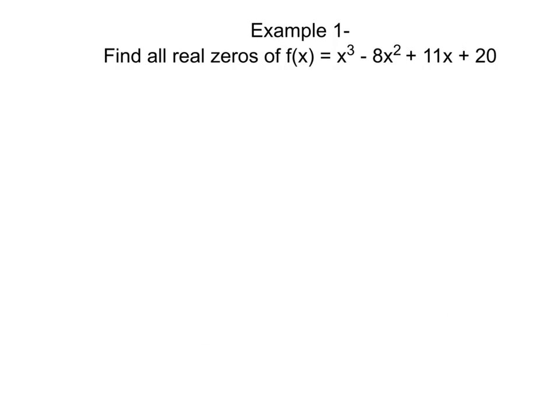Okay, in this example, we're just told to find the zeros. We don't know anything about this polynomial. We don't know any of its zeros. We don't know any of its factors. But using the rational zero theorem, we can find its rational zeros. And that's actually the first step in finding all real zeros of a polynomial that you don't know much about. So step 1, list all possible zeros.